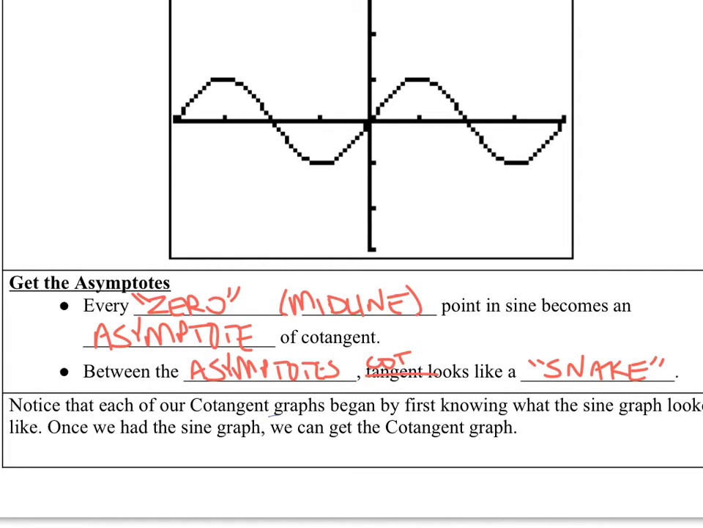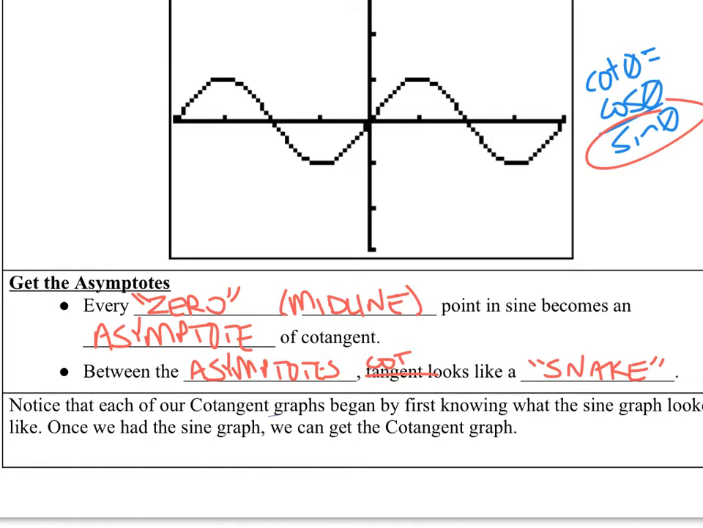So we've looked at tangent, now it's time to look at cotangent. So reminder that cotangent is cosine over sine. This means that anytime the graph of sine has a 0, aka crossing the midline, cotangent is going to be undefined. It's going to have a vertical asymptote.